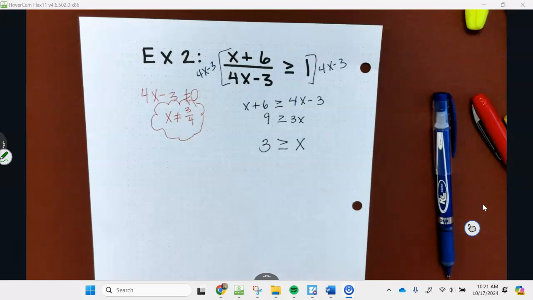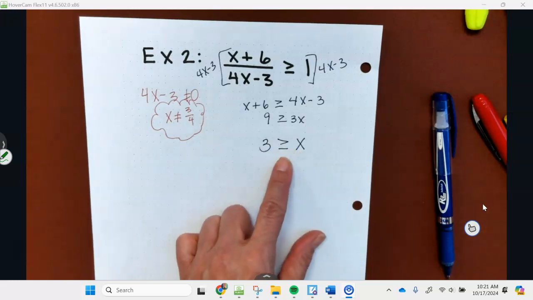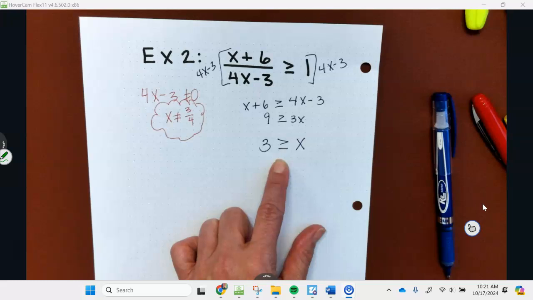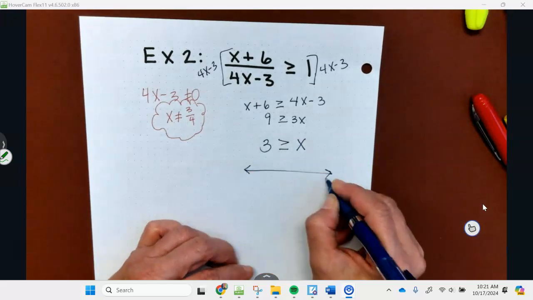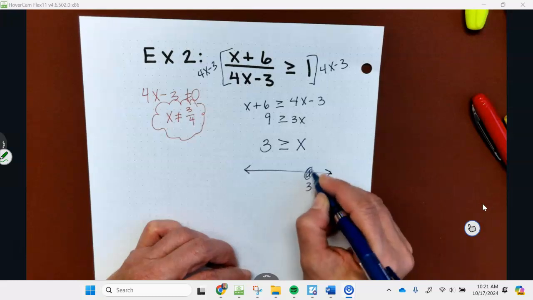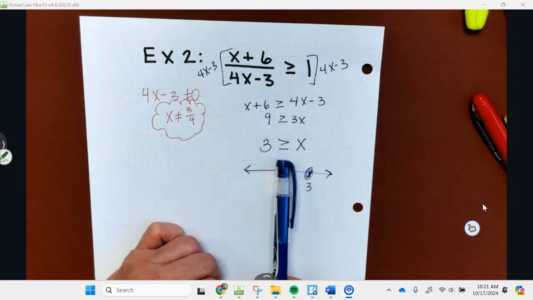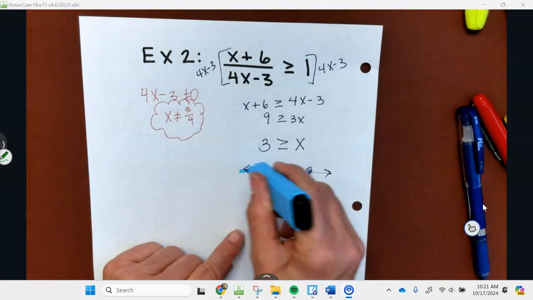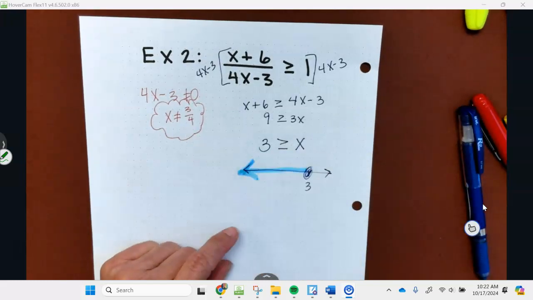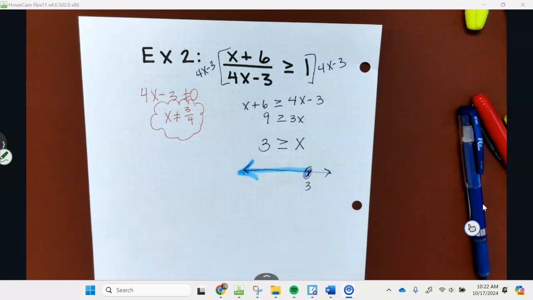Good news is you don't have to do a test point because you only have one answer. Like, we know for sure we want our x values to be less than or equal to 3. So if I plotted this on a number line, here's my 3. Ooh, I need to color that in because it's part equal. And we want our x's to be less than, so it would be all this stuff if it wasn't a fraction.